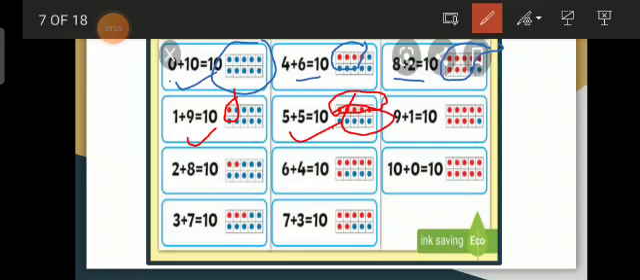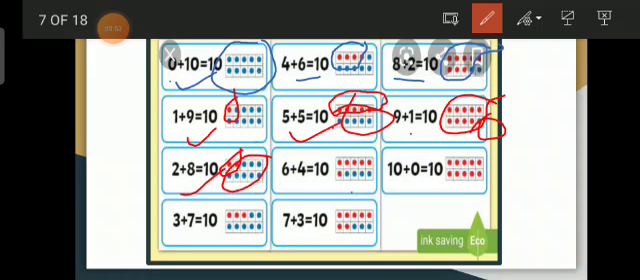9 plus 1. 9 red circles. 1 is only the blue one. So 9 plus 1 gives us altogether 10. Very good. Now 2 plus 8. Here are 2 red circles and the 8 blue circles. So 2 plus 8 gives us the answer 10. Very good. Move to the next one now.